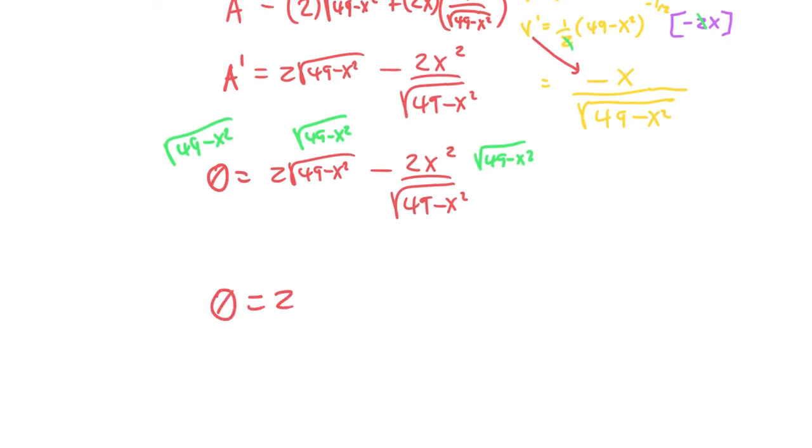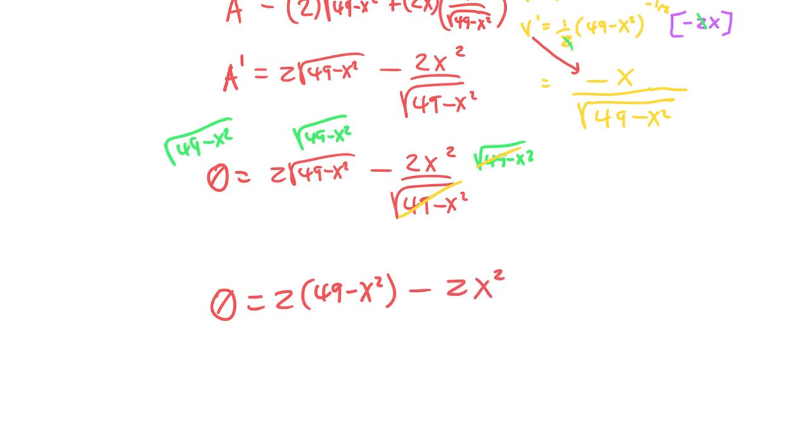Over here, we have 2 times. Now think about it. The square root of something times the square root of something is just whatever was in the radicand. So in other words, we cancel the square root symbol, but we leave behind 49 minus x squared. Now I think everyone understands these will cancel. In fact, that was the point of this whole thing. So we have minus 2x squared.